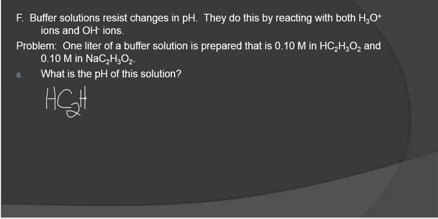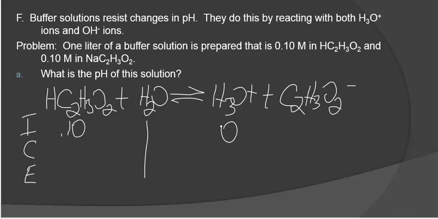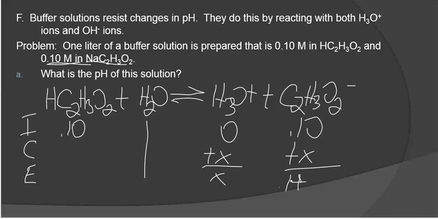I need an equation. So acetic acid, that's my weak acid, reacts with water. I get hydronium and acetate. Icebox. Initial for acetic acid is 0.1. Hydronium is 0. Acetate comes from sodium acetate, which is also 0.1. The change, just X. And I know that Ka is 1.7 times 10 to the negative 5, so I can use the shortcut.